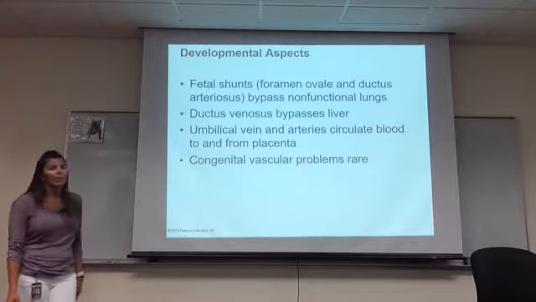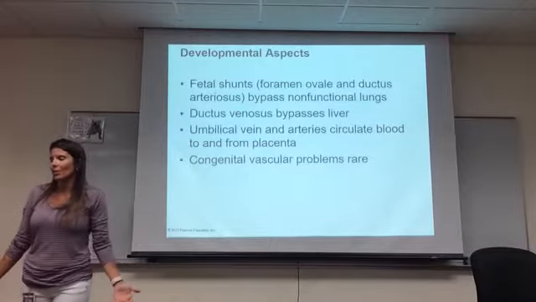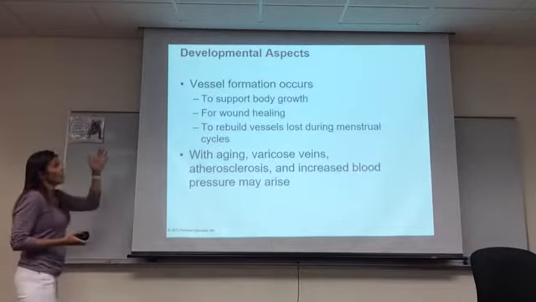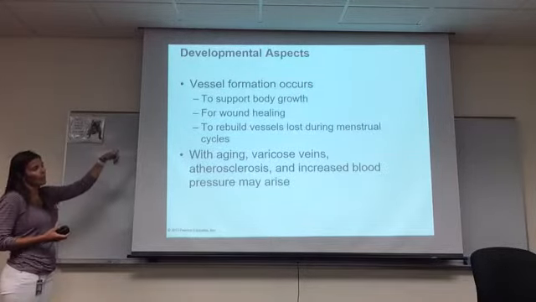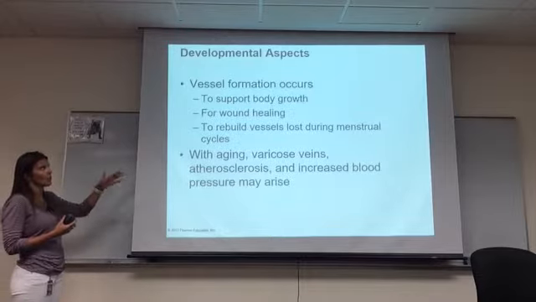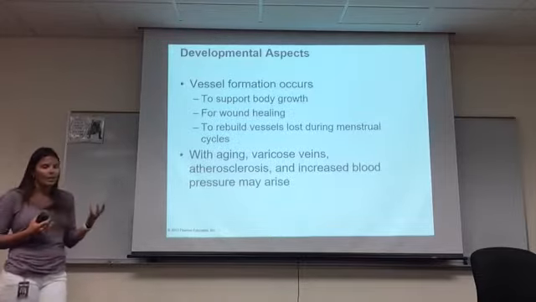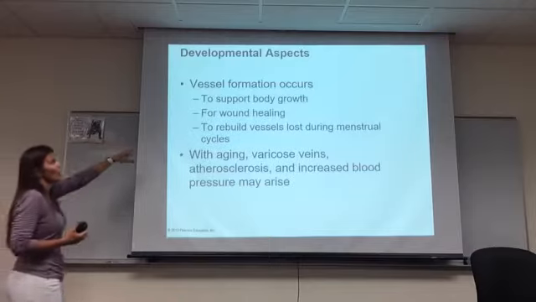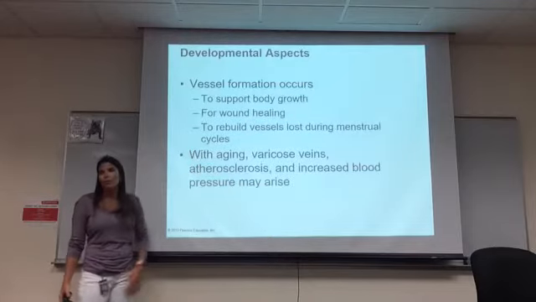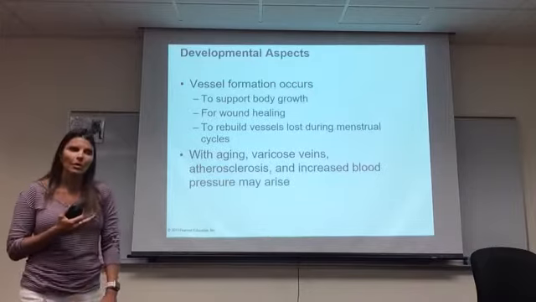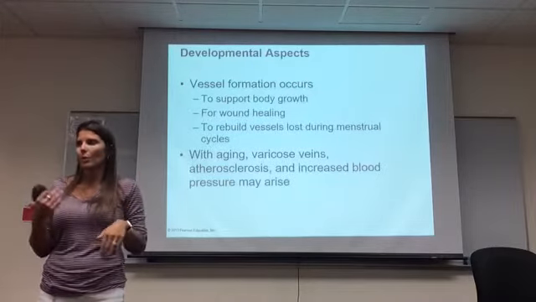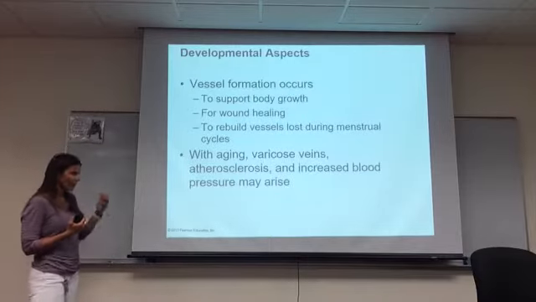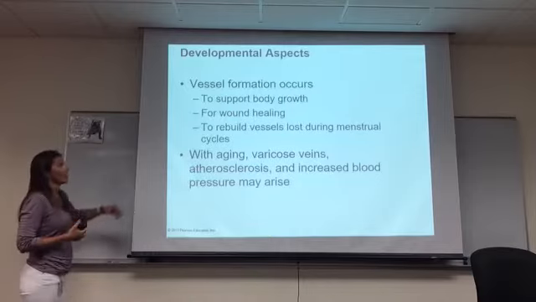And then when you have congenital heart or vascular defects, that's pretty rare. We already know about when we talk about blood vessels forming, if there's a lot of tissue, if there's a lot of oxygen needed for that area, then we're going to see an increase of angiogenesis to support body growth, for wound healing, that could be temporary, to rebuild vessels during menstrual cycles. This is going to be something that we study in chapter 27 when we talk about the female reproductive system. You have those vessels there, but they regrow every single month because they die every single month if you're not pregnant.